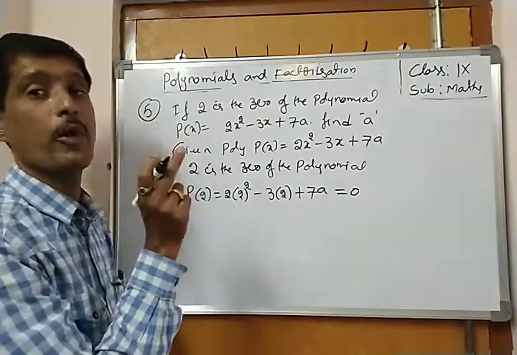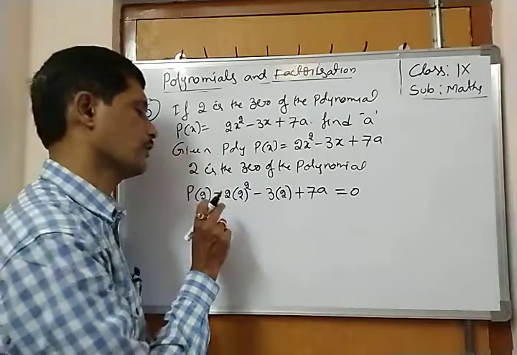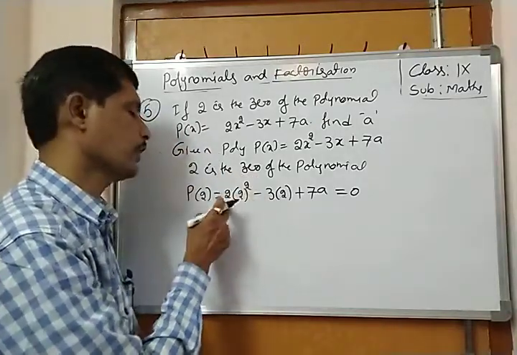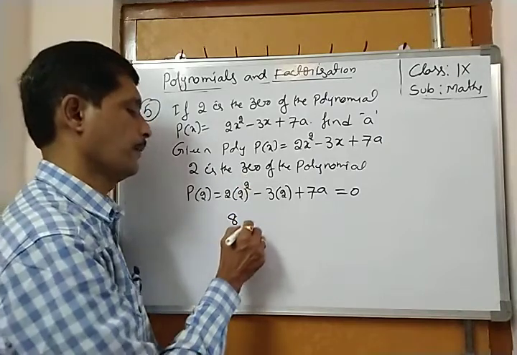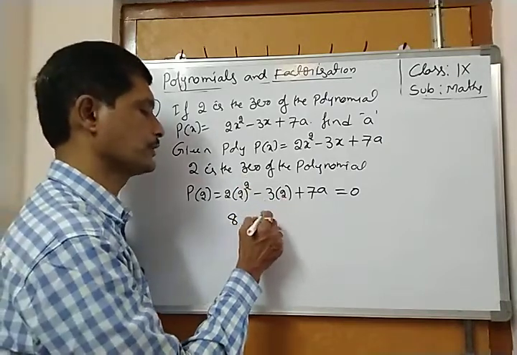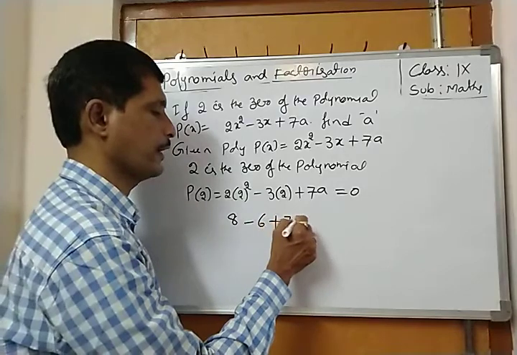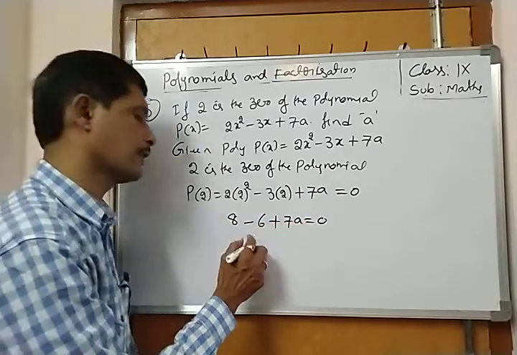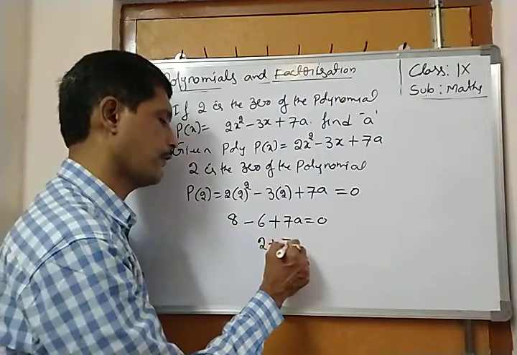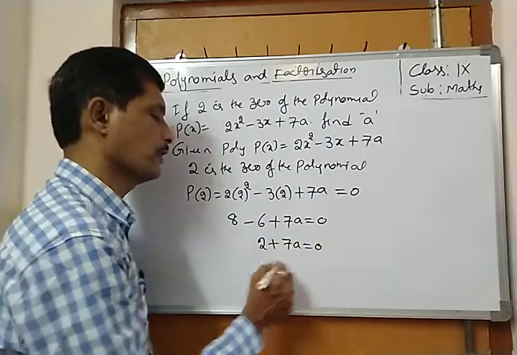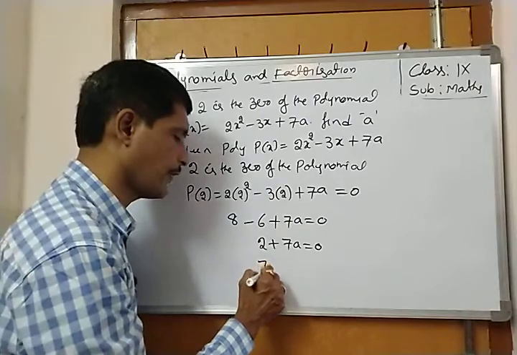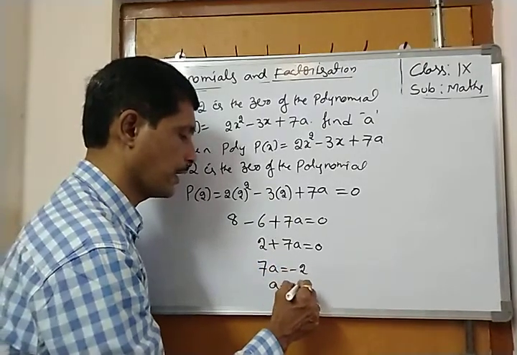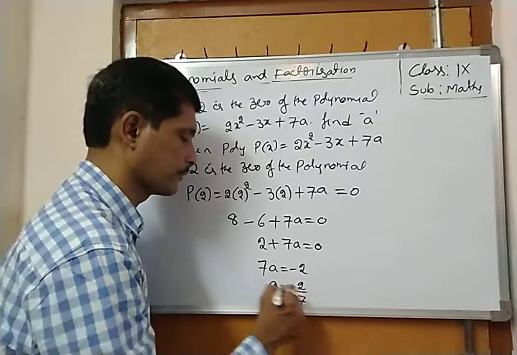Therefore 2 square, 2 into 2, that is 4, 4 into 2, that is 8, minus 3 into 2, that is 6, plus 7a equals 0. Here 8 minus 6, like terms, that is 2 plus 7a equals 0. Therefore this 2 changes sides, so 7a equals minus 2, a equals minus 2 by 7.